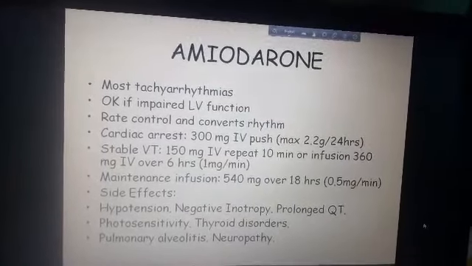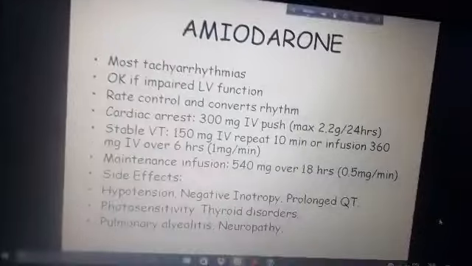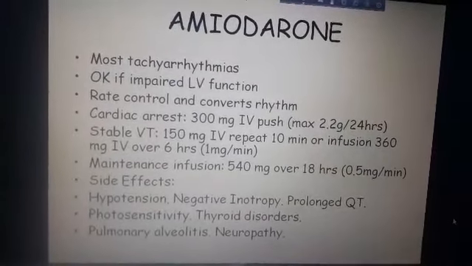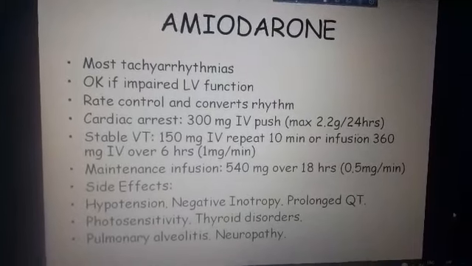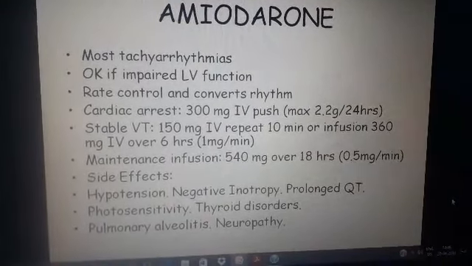There is also pulmonary alveolitis, pulmonary fibrosis, and corneal microdeposits, and there can be development of peripheral neuropathy. So these are the adverse effects of amiodarone, but it is very useful in the treatment of ventricular tachycardia.